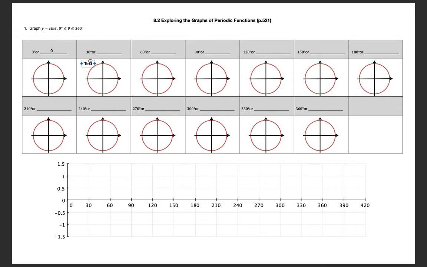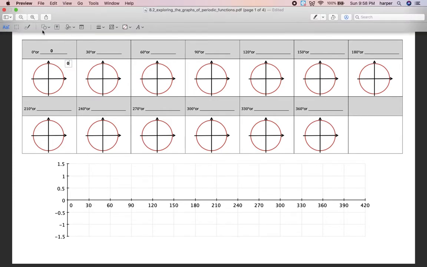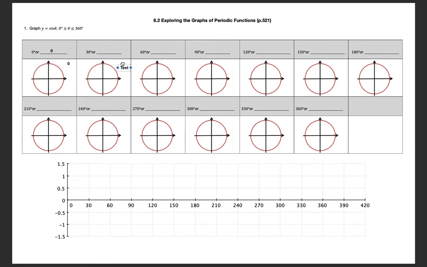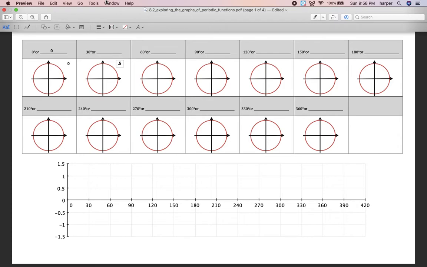I actually want you to write it in two places. So 0 there, and I'm going to write 0 here. Okay? Now I want you to take your handy dandy calculator and click 30 sine. You're going to get 0.5. Oh, weird. Weird, weird, weird.